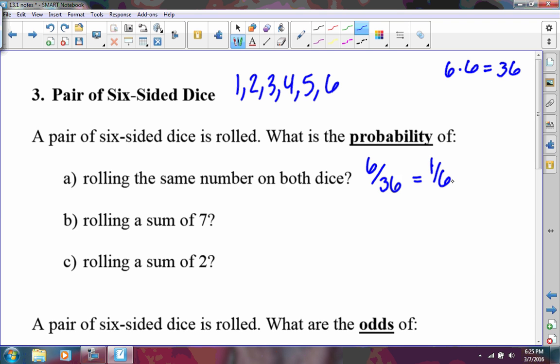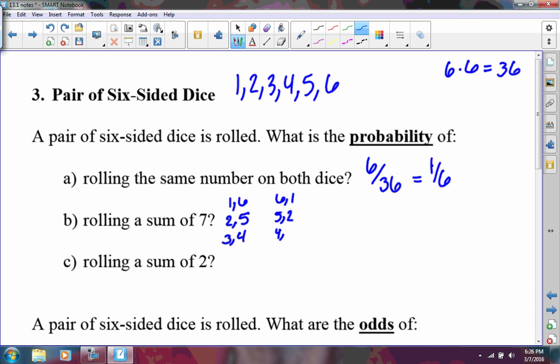And now we want to roll a sum of 7. So this is going to require some thought because you have to think of all the different combinations that could get you to 7. So if you rolled a 1 and a 6, that could add up to 7. And you could also roll a 6 and a 1. And then if you added a 2 and a 5, that could add up to 7. And the same thing if you rolled a 5 and then a 2, that would add up to 7. And then 3 and 4, or if you rolled 4 and 3.